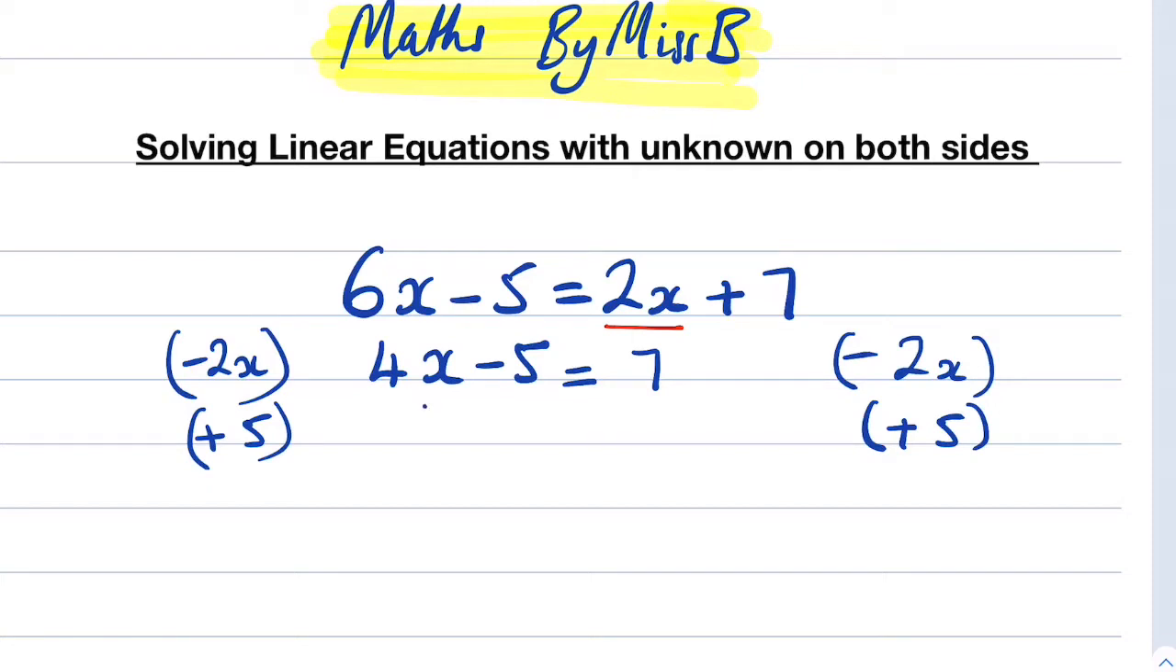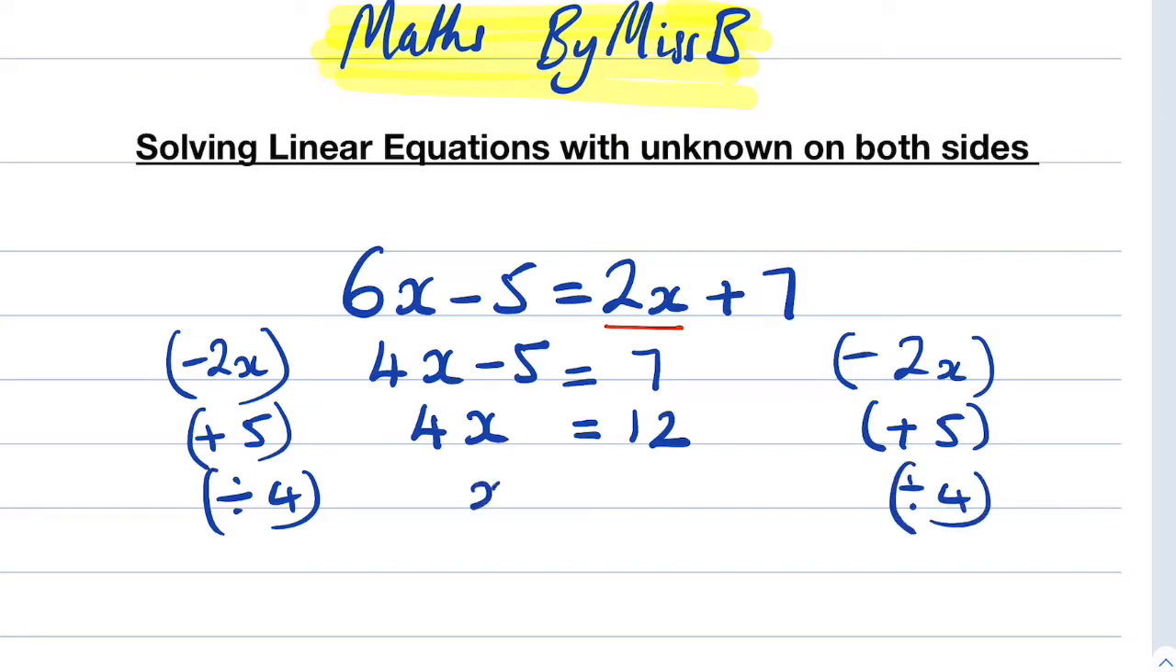When we add 5 to the left hand side, that leaves us with the 4x. When we add 5 to the right hand side, 7 plus 5 is 12. So 4 times something equals 12, or 4x equals 12. In order to eliminate the 4 and to leave the x on its own, we can get rid of that 4 by saying let's divide by 4. So we're going to divide the left and the right hand side by 4. That will give us x equals 3.